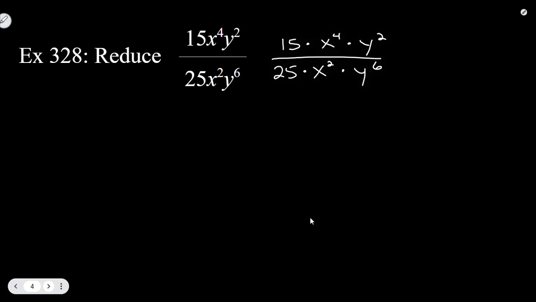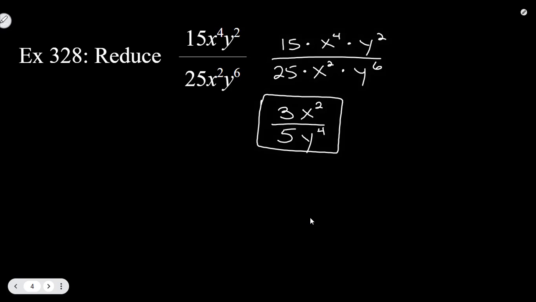So if we look at the numbers, we were able to divide both of those by 5, and that's going to give us a 3 on the top and a 5 on the bottom. And then when we look at the x to the 4th and the x squared, if you think about canceling, you've got 4 x's on the top and 2 on the bottom. When you cancel them, you're going to have 2 x's left on the top. And then with the y's, you've got y squared, so you've got 2 y's on the top, and y to the 6th means that there are 6 y's on the bottom. If you think about canceling those, you're going to end up with 4 y's left on the bottom, and that's going to give us our reduced fraction there.